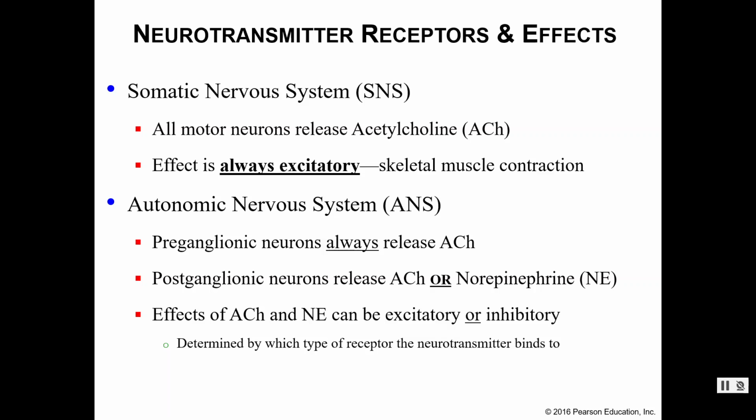Acetylcholine, norepinephrine, epinephrine. Now, we got another choice, because the effects of the neurotransmitter that is released by the postganglionic neuron, if it's acetylcholine, if it's norepinephrine, doesn't really matter. Sometimes it's an excitatory response. Sometimes it is an inhibitory response. So how do we know? It all depends on what type of receptor the neurotransmitter binds to. That's what we're going to focus on.